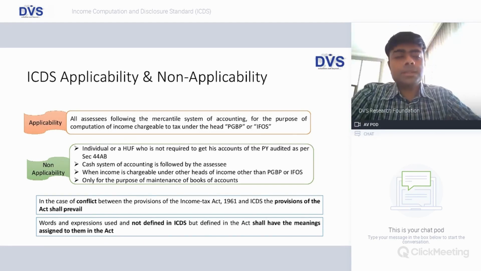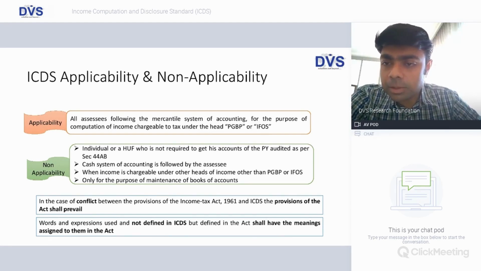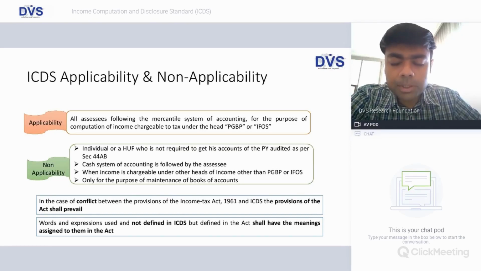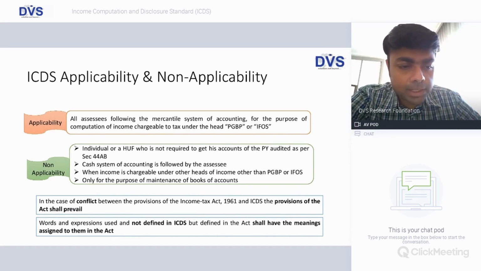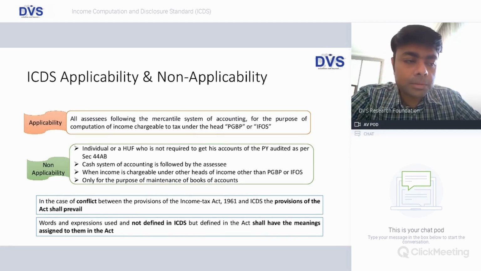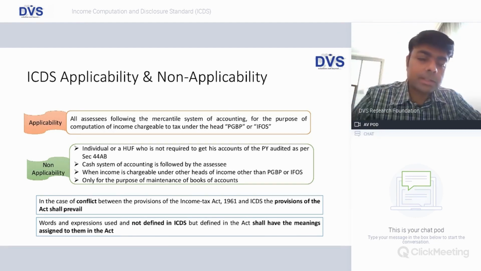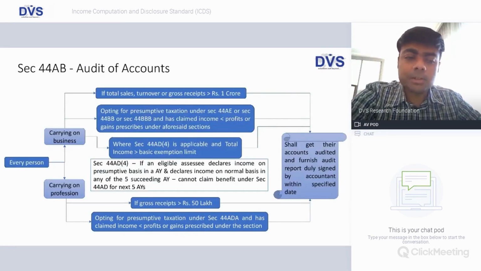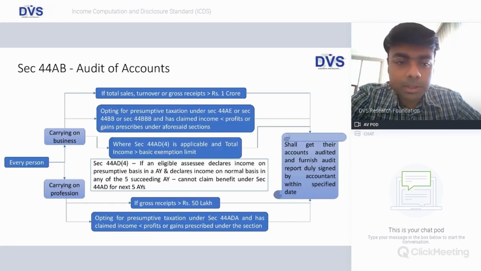And please understand, ICDS is not required for the purpose of maintenance of books of accounts. It's required only for the purpose of computing your taxable income. So please understand, friends, ICDS is not for maintaining books of accounts, only for computing taxable income. And wherever there is a conflict between ICDS and the Income Tax Act, the Act shall obviously prevail because it is passed by the Parliament, whereas ICDS is more by executive order. Any terms which have not been defined under ICDS, the Act shall have the final jurisdiction over its interpretation.